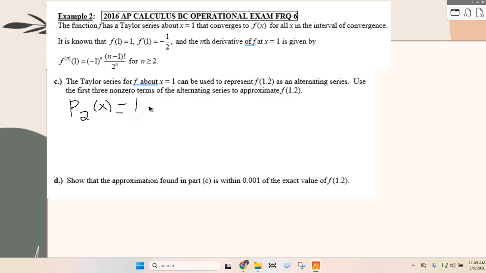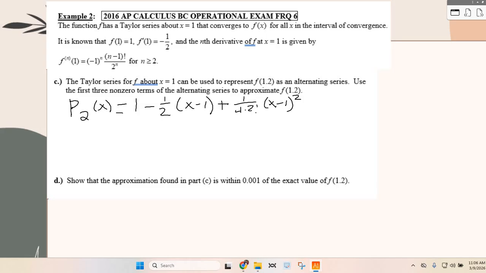So that was 1 minus 1/2 times x minus 1 plus, what do we get? 1 divided by 4 times 2 factorial times x minus 1 squared. I'm just rewriting from what we had on the last page. But I did not use the third one because it only asked us for 3 terms this time.